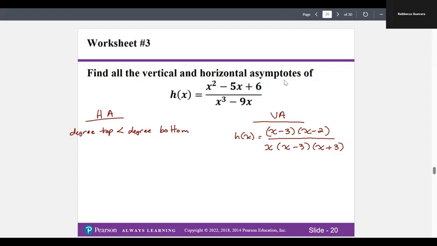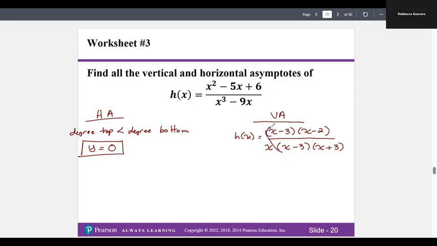All right, so to find these asymptotes, the horizontal asymptote is found by looking at the degree. The degree on top is 2, the degree on bottom is 3, so the degree on top is less than the bottom. So y equals 0 is my horizontal asymptote. For the vertical asymptote, if we factor this, it turns into x minus 3 times x minus 2 over x times x minus 3 times x plus 3.